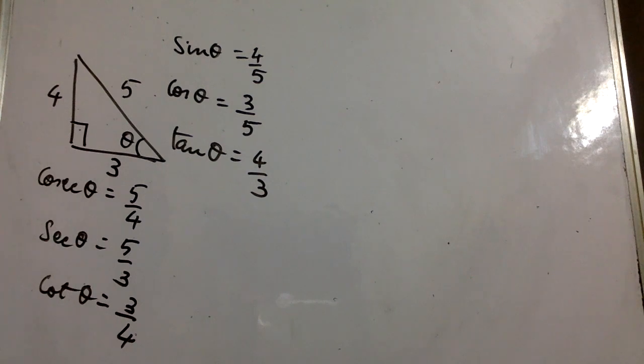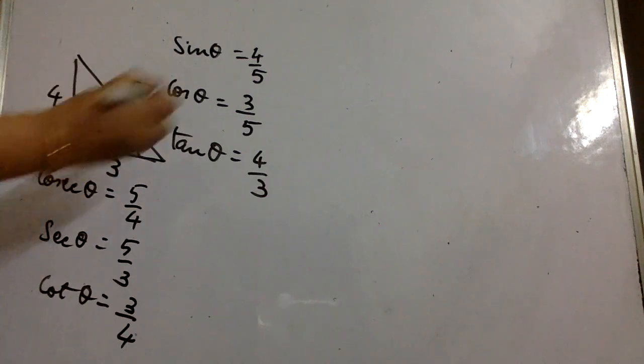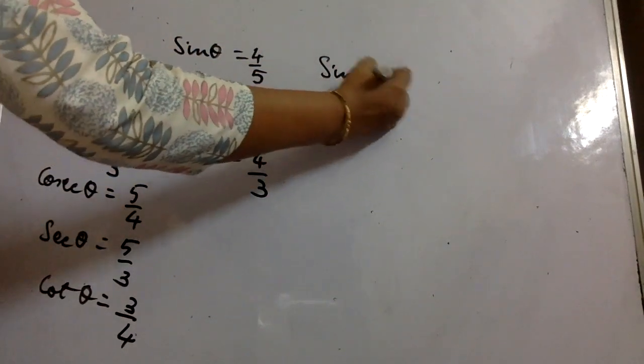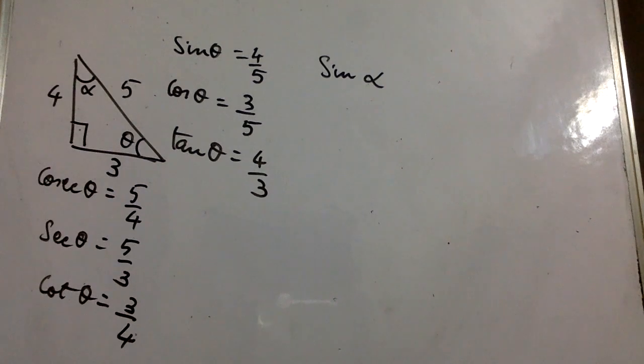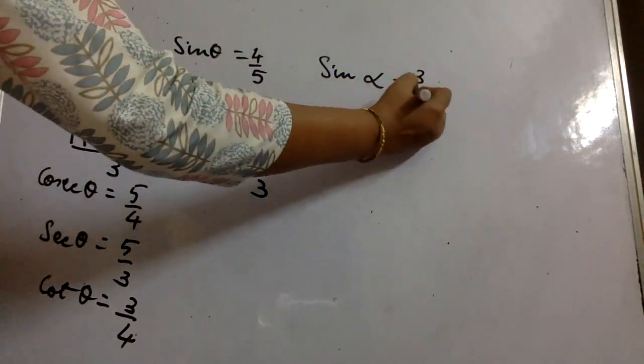Now, for the same question, let us see something. I have written all sine, cos, tan for the angle theta. What if they ask sine alpha, and alpha is this angle now? The other angle. All our perpendicular and base changes now. With the angle, the perpendicular and the base change, the hypotenuse remains the same. So sine alpha is opposite perpendicular by hypotenuse, 3 by 5.